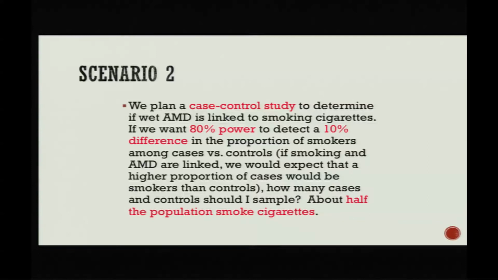Now this is again a case control study on the linkage of wet AMD with smoking cigarettes, and they wanted to see what proportion of patients develop wet AMD following smoking, where they accepted a 10% difference. So this type of study is a difference in proportion study, where you're trying to look at percentages of people who were smoking and developed wet AMD.